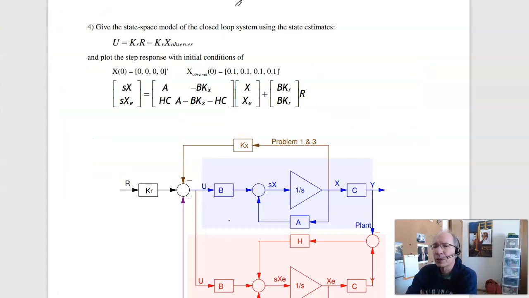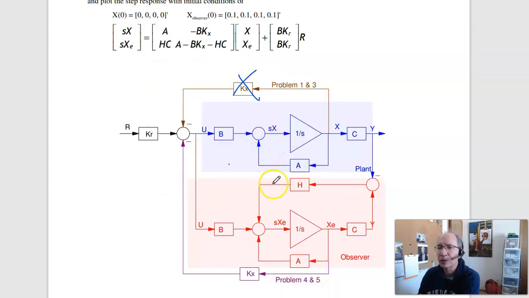Now this is really the whole point behind the observer. I don't know what the states are, but I can measure the output position. From that, estimate the states. Since I don't know what the states are, I can't feed them back, but I can estimate them. So instead of feeding back the actual state, feed back the observer states. So this is now gone.